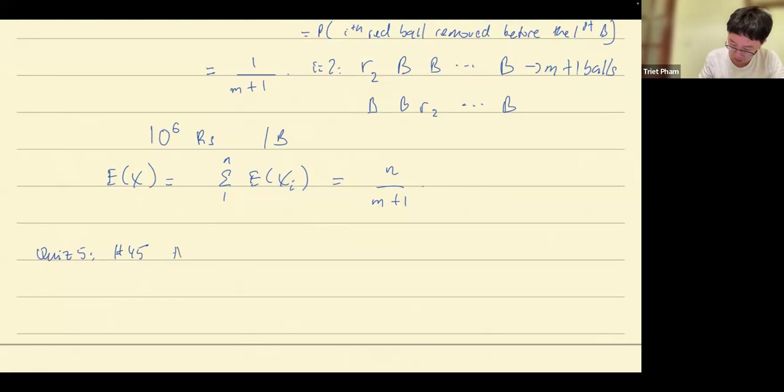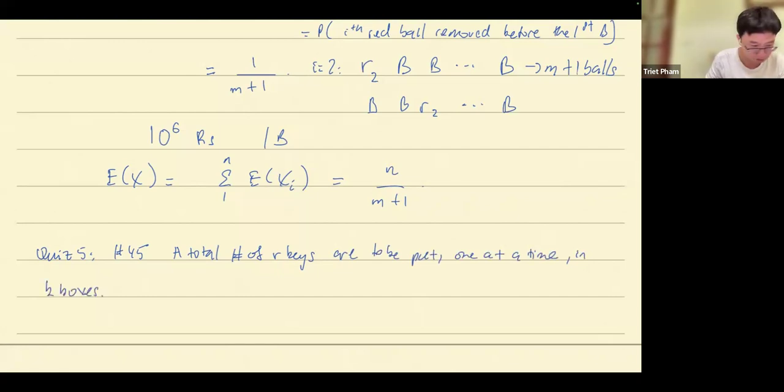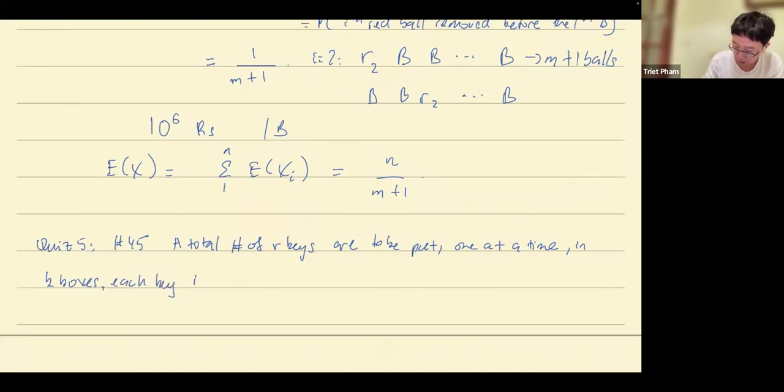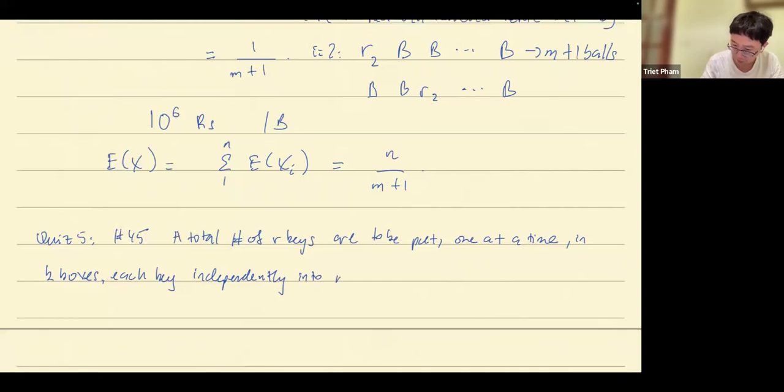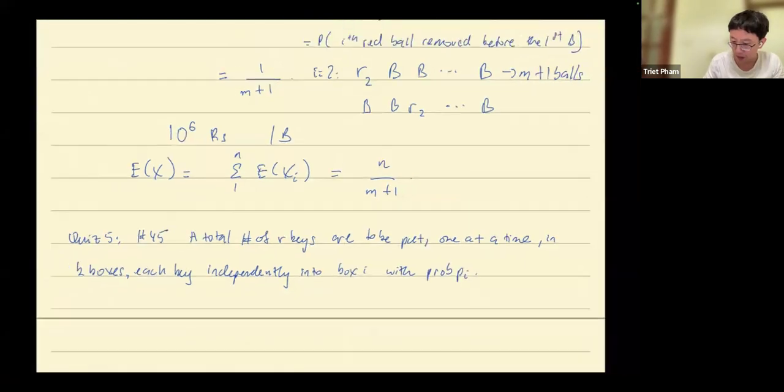It says that a total number of r keys are to be put, one at a time, into k boxes. So each key independently goes into box i with probability pi, right? So that's the experiment.